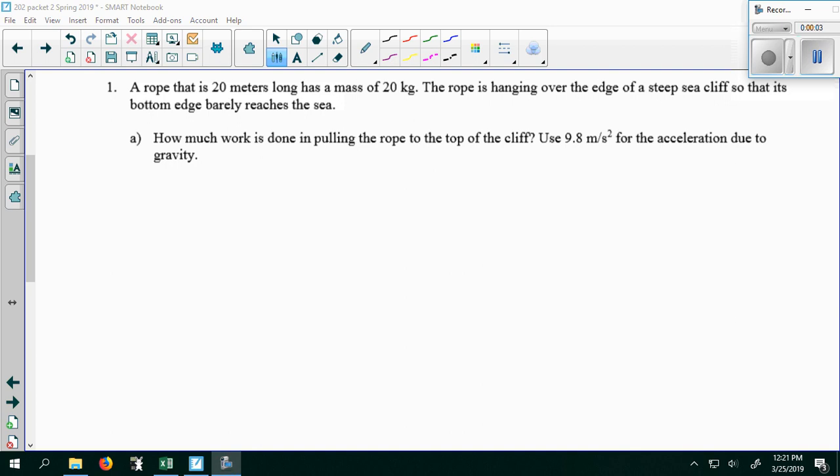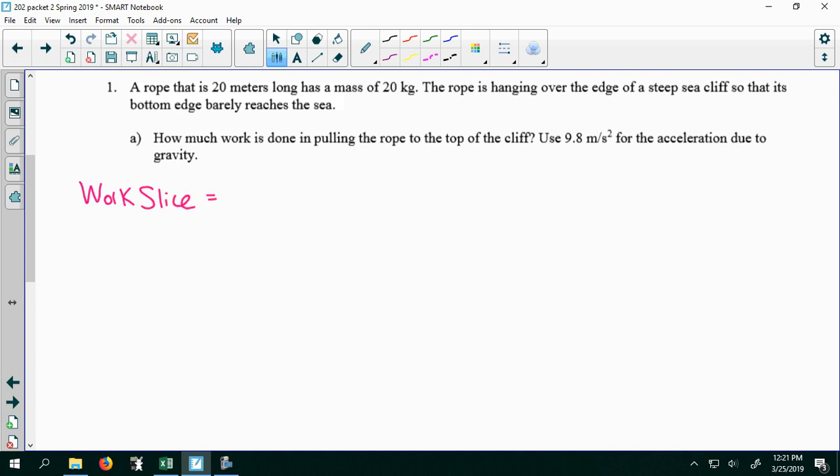How much work is done in pulling the rope to the top of the cliff if we have a rope that is 20 meters long and has a mass of 20 kilograms? Okay, so work done on anything, done on a slice of anything, is weight times distance.